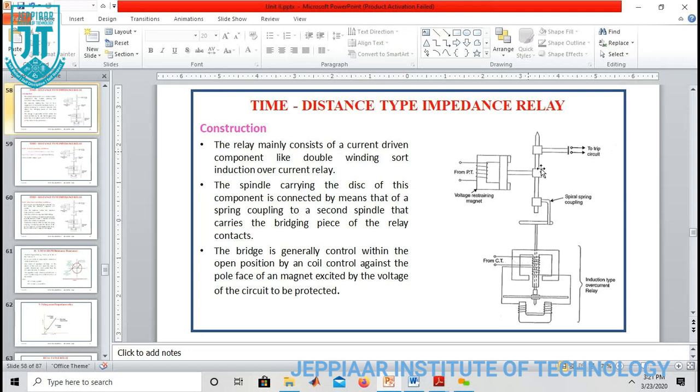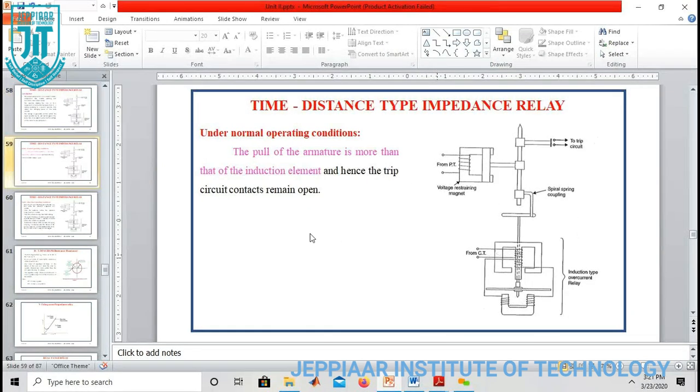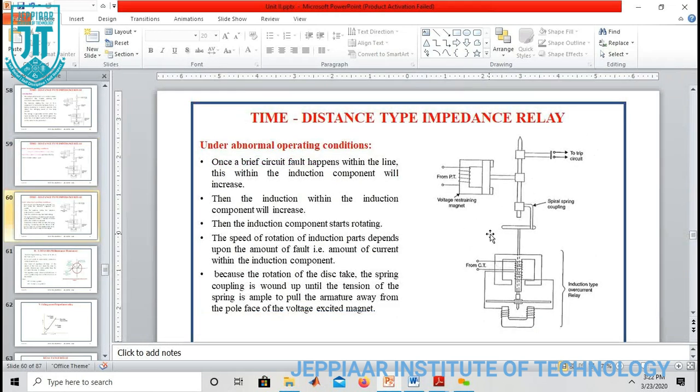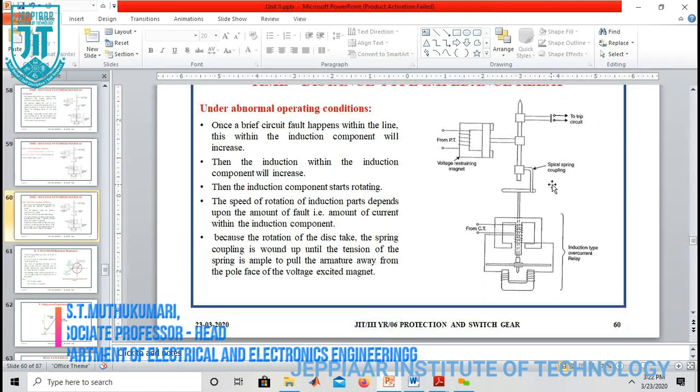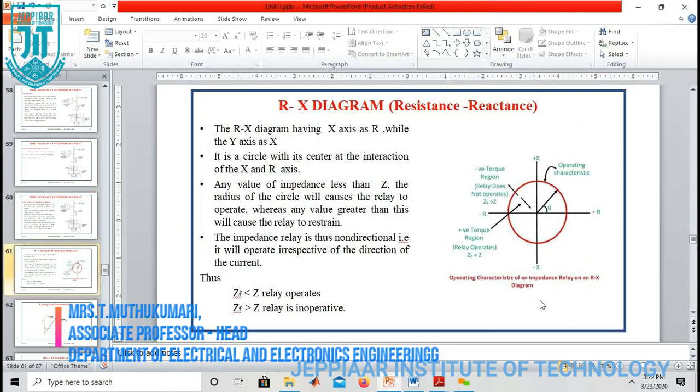So here the relay mainly consists of a current driven component like a double winding shaded pole induction overcurrent relay, and here we have a spindle type arrangement. Under normal condition, the pull of the armature is more than that of the induction element. Here we have the induction element, and this is the pull of the armature. It will be more under normal operating condition, hence the trip circuit contacts remain open. In the case of abnormal condition, this one plays a major role and this one a minor role, so the trip circuit will close.